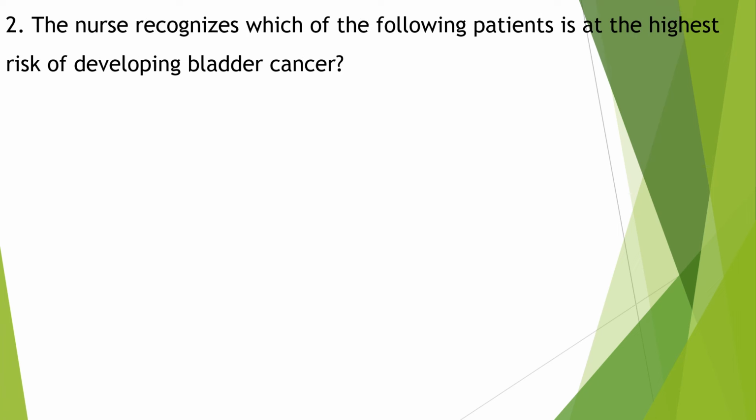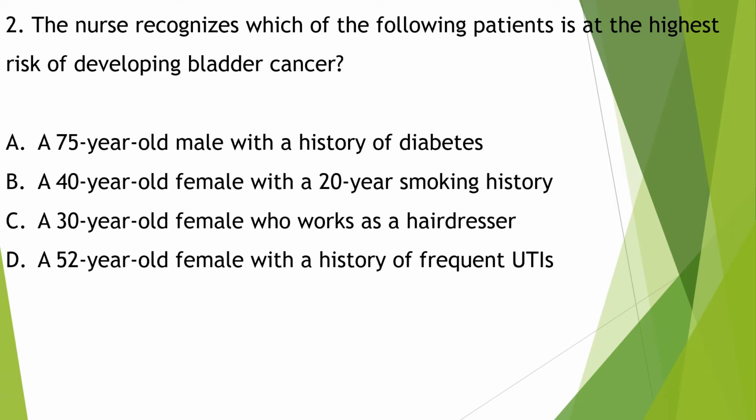The nurse recognizes which of the following patients is at the highest risk of developing bladder cancer: a 75-year-old male with a history of diabetes, a 40-year-old female with a 20-year smoking history, a 30-year-old female who works as a hairdresser, a 52-year-old female with a history of frequent UTIs.